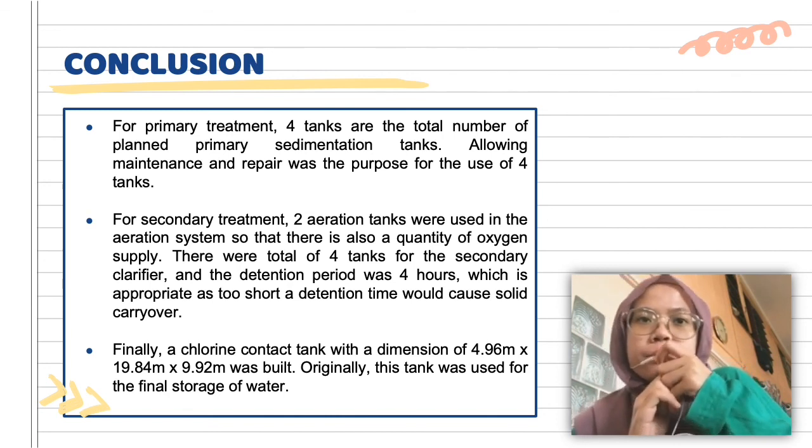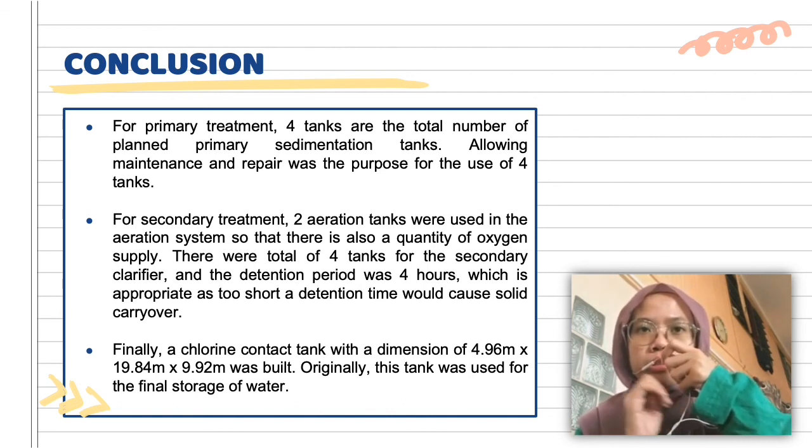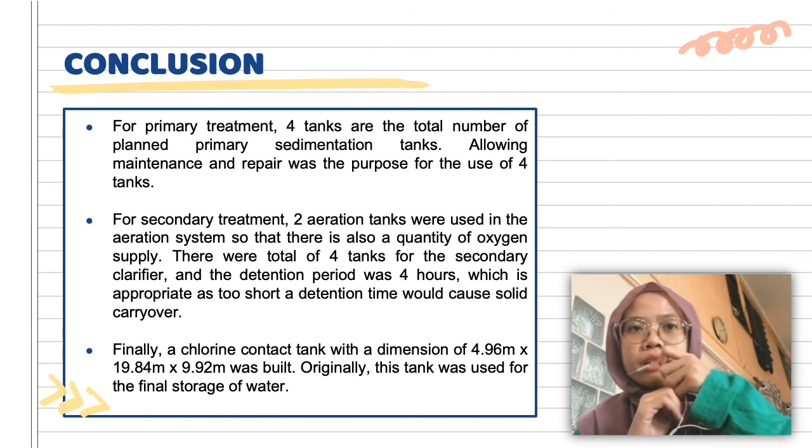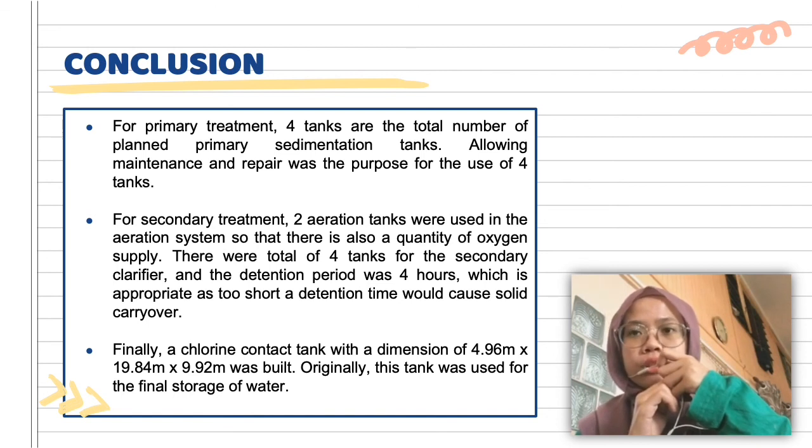For secondary treatment, 2 aeration tanks were used in the aeration system so that there is an even quantity of oxygen supply. There were a total of 4 tanks for the secondary clarifier, and the detention period was 4 hours, which is appropriate as too short a detention time would cause solids carryover. And finally, a chlorine contact tank with a dimension of 4.96 meter times 19.84 meter times 9.92 meter was built. Originally, this tank was used for the final storage of water. That's all from us. Thank you.